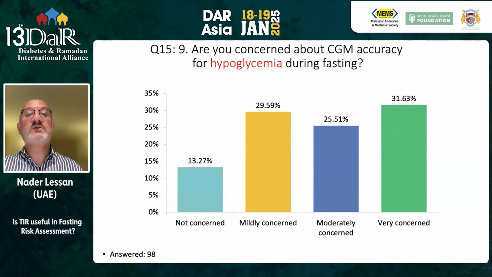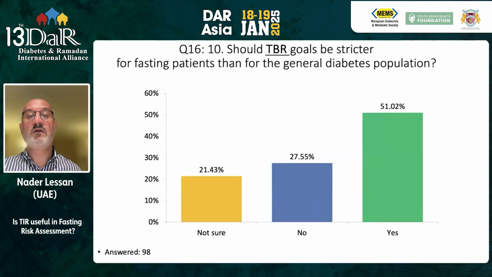Was there any concern from the respondents about accuracy of hypoglycemia through CGM? We had quite a mixed feeling about that. 31.6% were very concerned, 25% moderately concerned, 29.6% mildly concerned, 13.27% not concerned. So there was concern about accuracy of hypoglycemia by CGM during Ramadan fasting, and that's an important thing to note. Should time below range goals be stricter for fasting patients than for the general population? More than 50% thought yes.